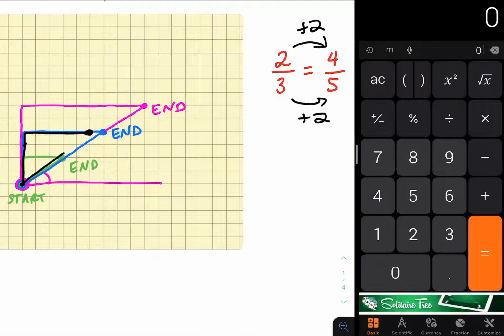I hope you can see that the line that joins the same start and the new end is not the same steepness. It's not in line with the others. Okay, so we can see that these things are actually not equal to each other.